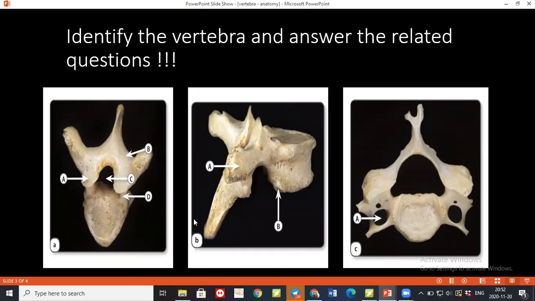Okay. Moving to picture B, A and B, if you can tell me. A is the transverse process, and B is the inferior articular facet. Very good. And picture C, what is this?